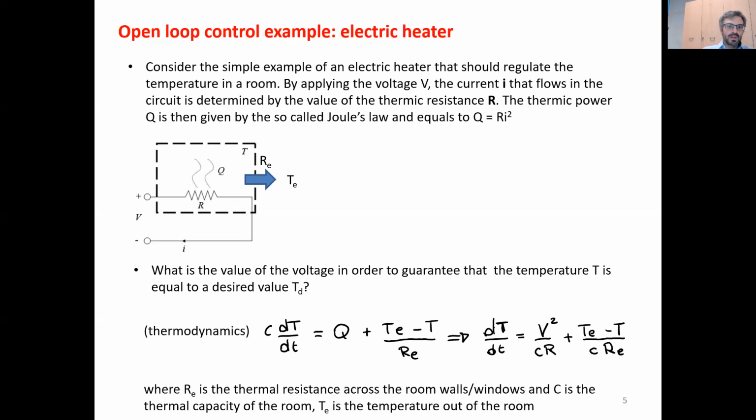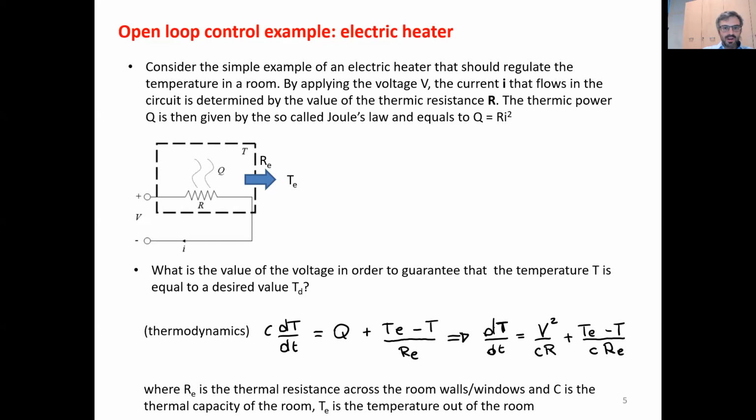This is also first order, and comes from thermodynamics. You have the thermal capacity of the room times the time derivative of the temperature. So the evolution of my temperature times the capacity is equal to the flow in that comes from the resistance, minus the flow out, or plus the flow in from the outside. You can compute the flow across the wall as the drop in temperature divided by the thermal resistance. And this is the expression.